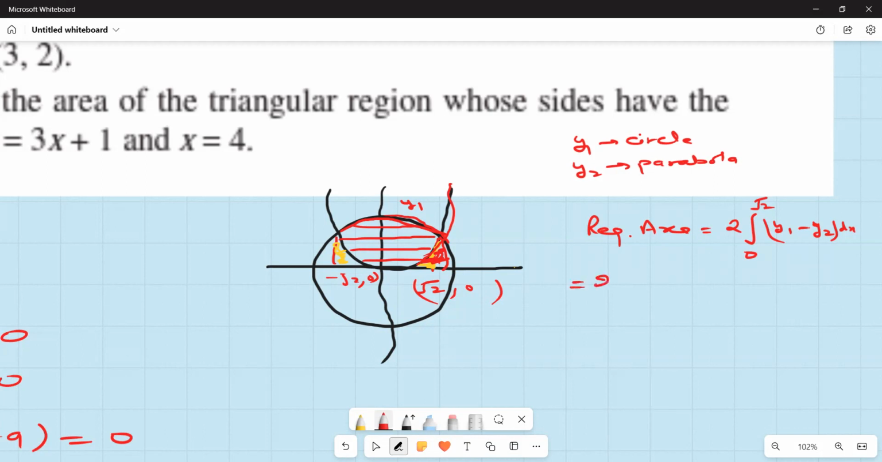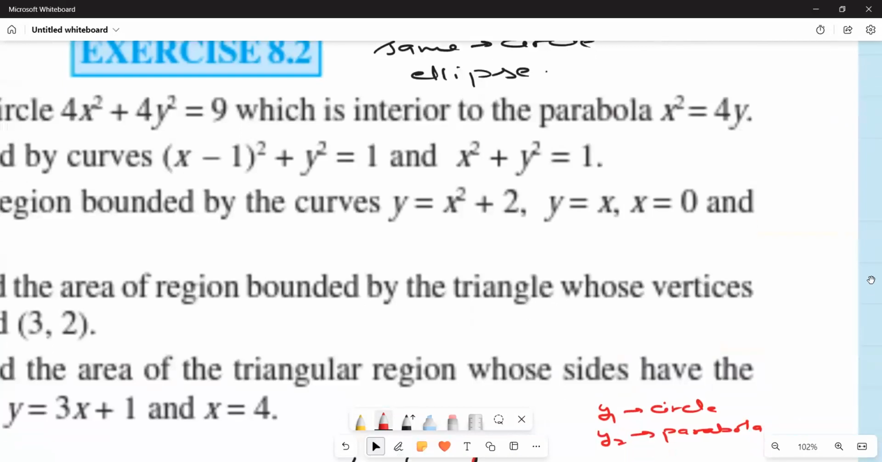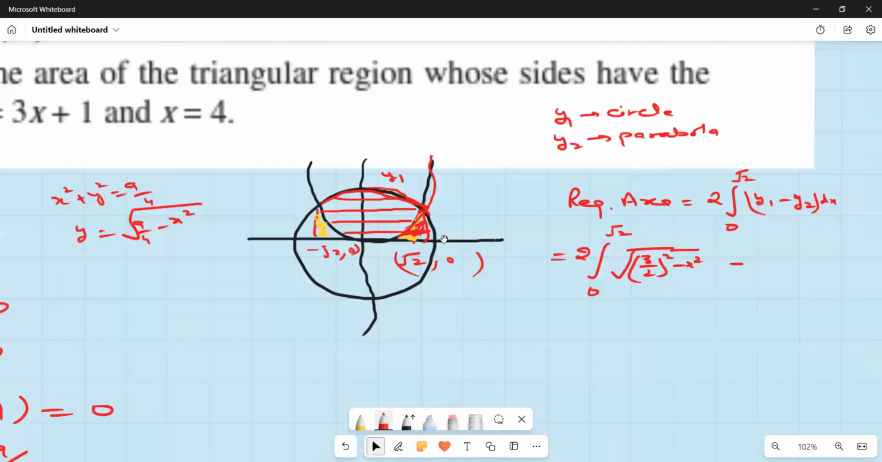So you can do this twice, from 0 to root 2, y1. What is the circle? x square plus y square is equal to 9 by 4. So y is equal to the square root of 9 by 4 minus x square. So that is your y1, meaning (3/2) square minus x square, under the root. Minus y2. y2 is the parabola. So what is the parabola? x square by 4, dx.